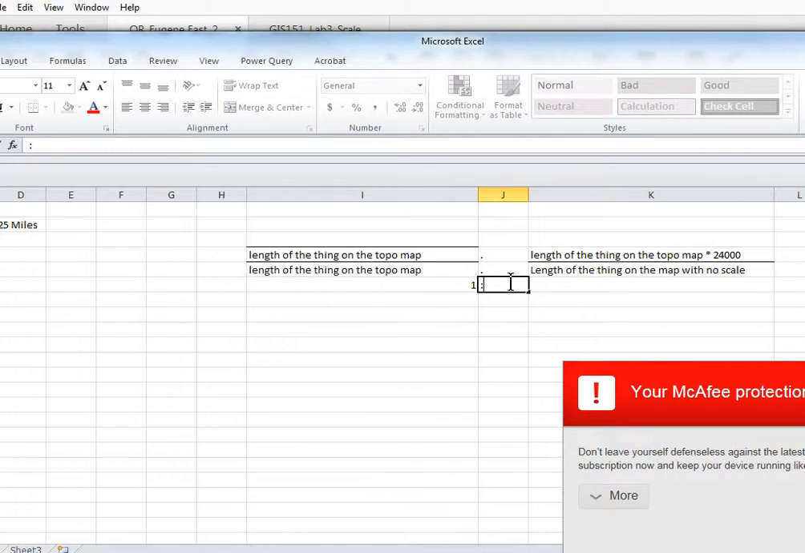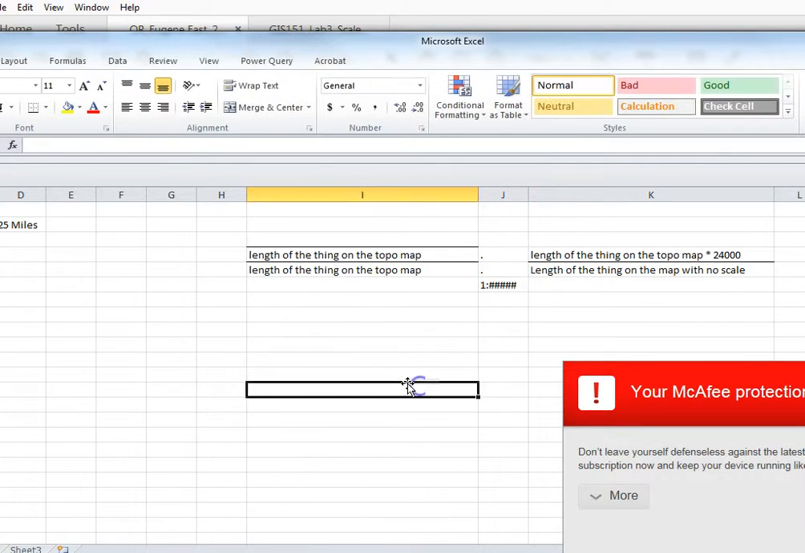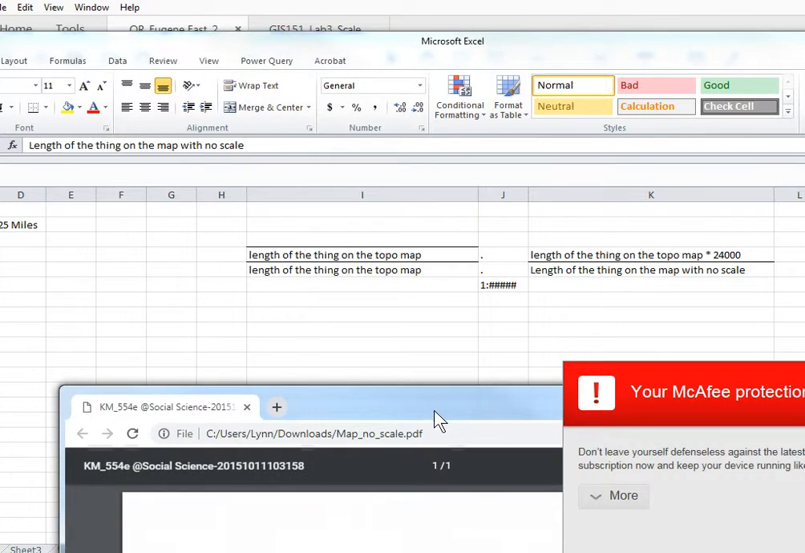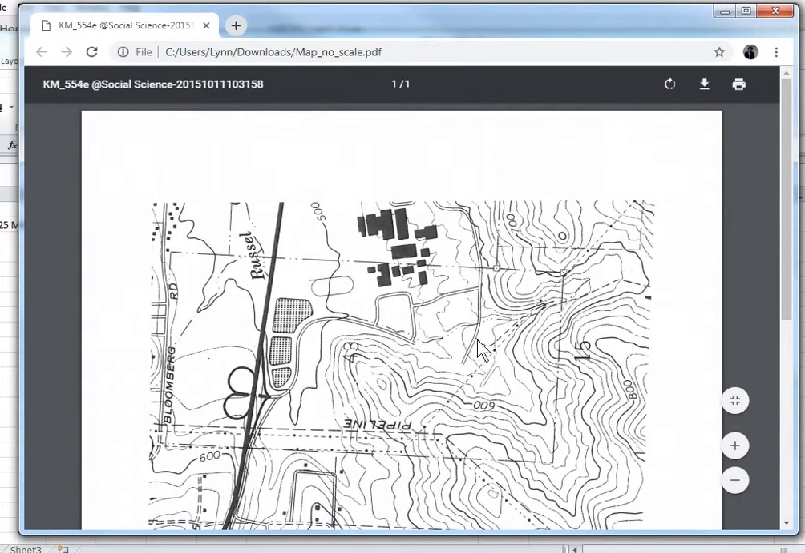So your ratio fraction will be 1, or I'm just going to write it here, 1 to some number. And because you're using the same unit of measurement both on the topo map and the map with no scale, you can ignore the units as long as you're using the same ruler. So you can use the decimal ruler, you can do centimeters, you can use millimeters. The key is to get as accurate a measurement on 2 distances.